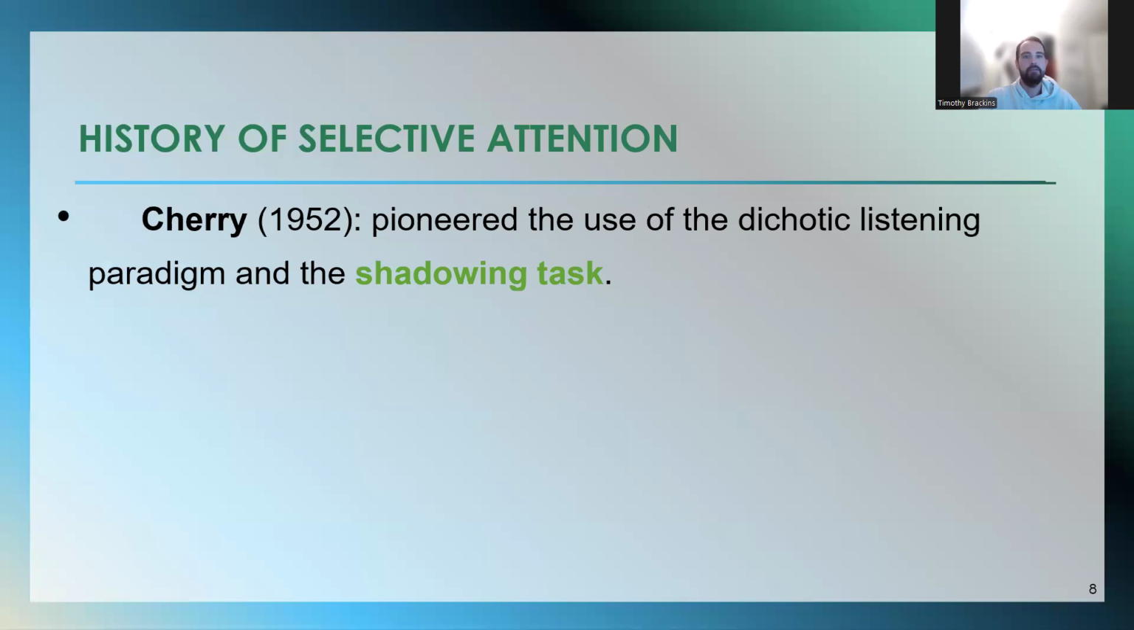Well, that led to cognitive science, and in this case, the study of attention, making a comeback. People desperately wanted to understand how the human brain works. We just went through this cataclysm, and we need to figure it out. Behavioralism is not giving us the answers. Behavioralism is falling short. So we go back to cognitive science. And one of the first, Cherry, in 1952, in the study of attention, pioneered the dichotic listening paradigm, in which he used something called the shadowing task.